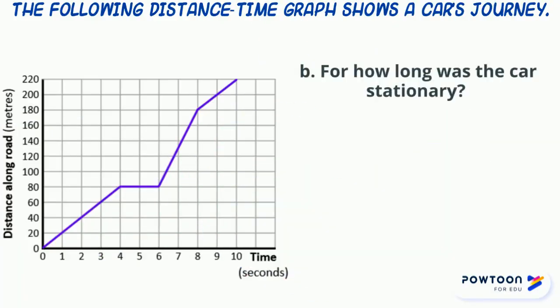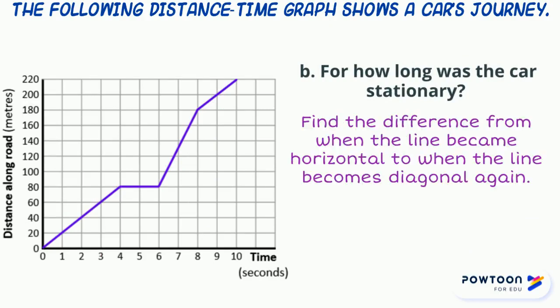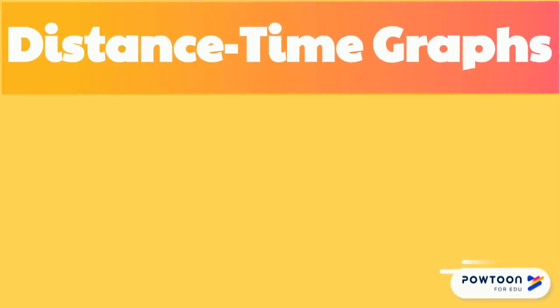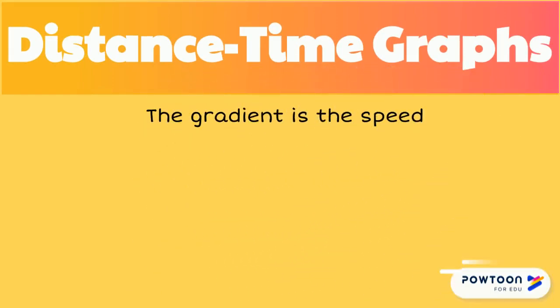Part B says how long was the car stationary. Remember, stationary just means it's not moving. And to find out when it's not moving is we look at the horizontal line. Now we actually have to find the difference from the starting of it's not moving to its finish. So it goes from 4 to 6, and that is 2 seconds. Another fact of distance time graphs that we need to know is that the gradient will tell us the speed.